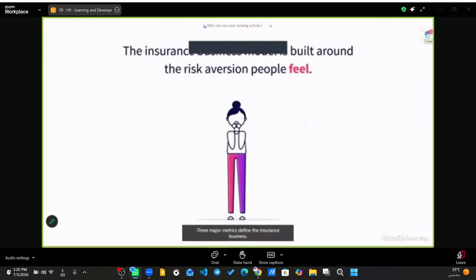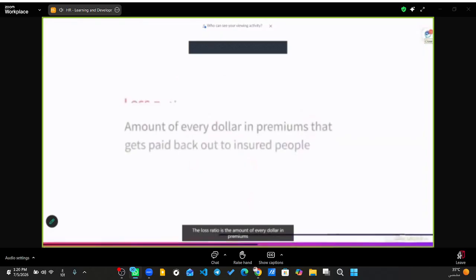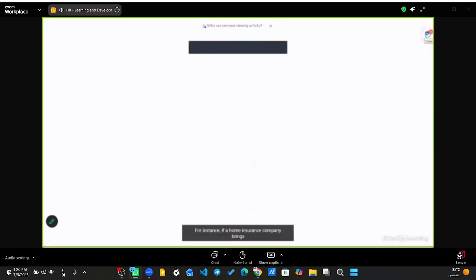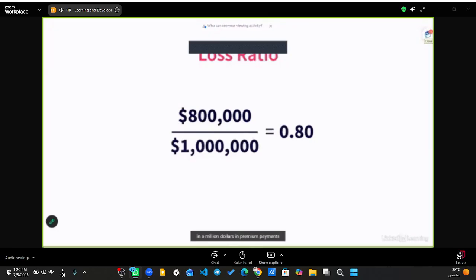Three major metrics define the insurance business. The loss ratio is the amount of every dollar in premiums that gets paid back out to insured people. For instance, if a home insurance company brings in $1 million in premium payments and pays out $800,000 to cover fires, floods, other sorts of disasters, what have you, then the loss ratio is 0.8 or 80%. 800,000 divided by 1 million.